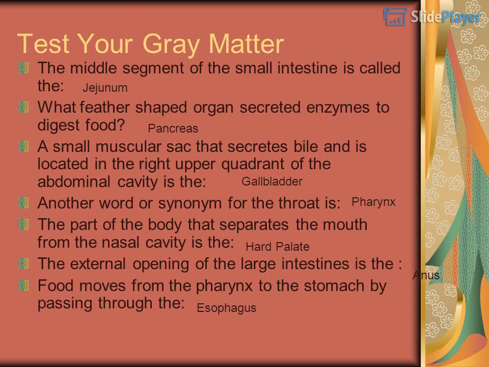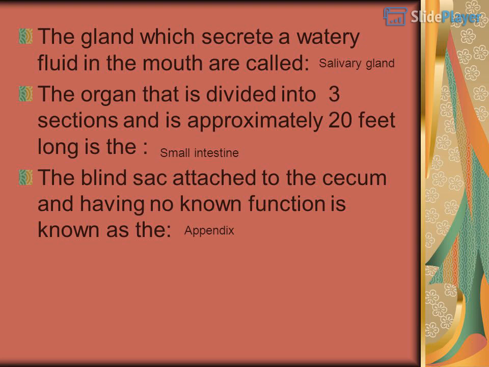Food moves from the pharynx to the stomach by passing through the: jejunum, pancreas, gallbladder, pharynx, hard palate, anus, esophagus. The glands which secrete a watery fluid in the mouth are called what? The organ that is divided into 3 sections and is approximately 20 feet long is the what? The blind sac attached to the cecum and having no known function is known as the: salivary gland, small intestine, appendix.